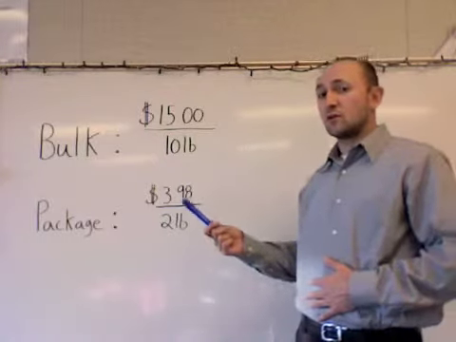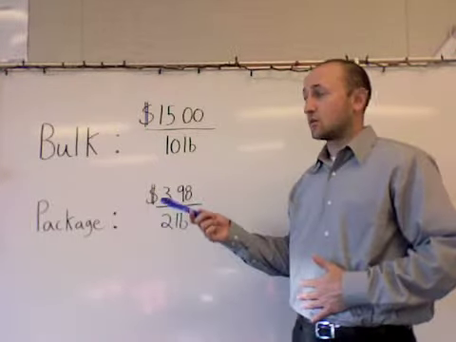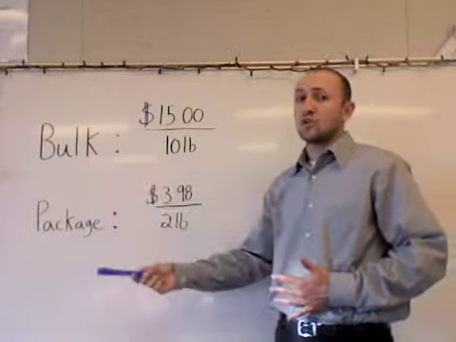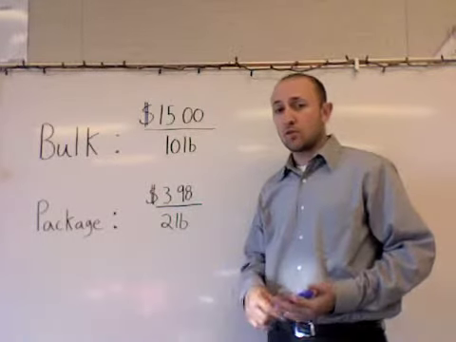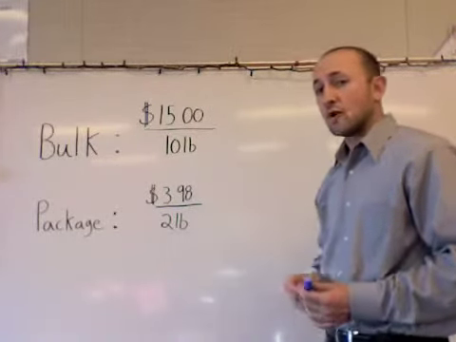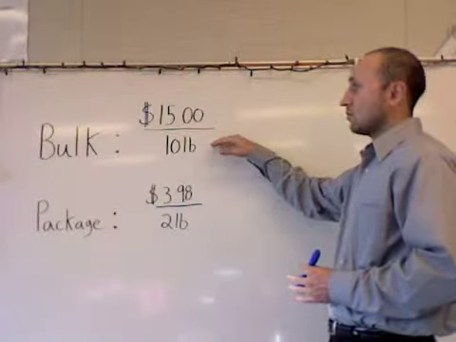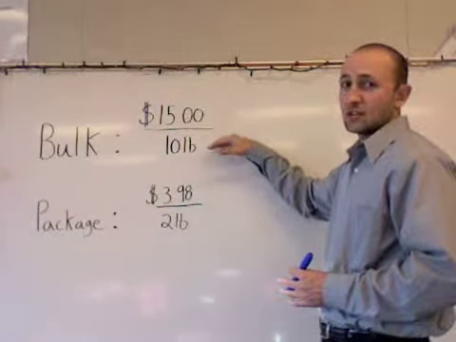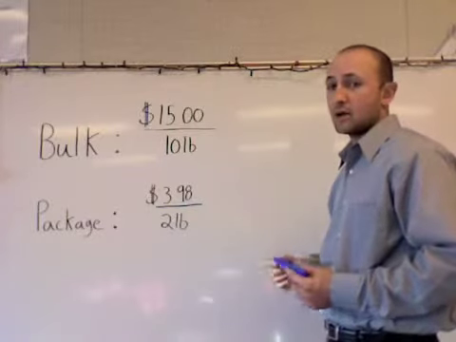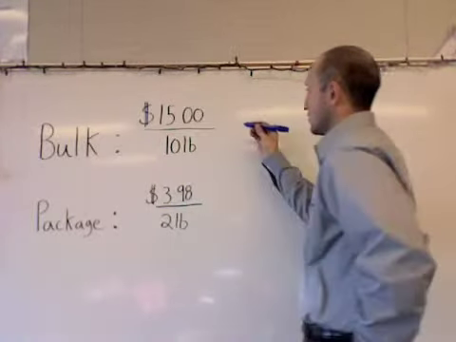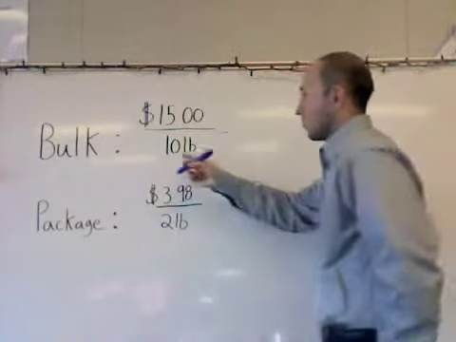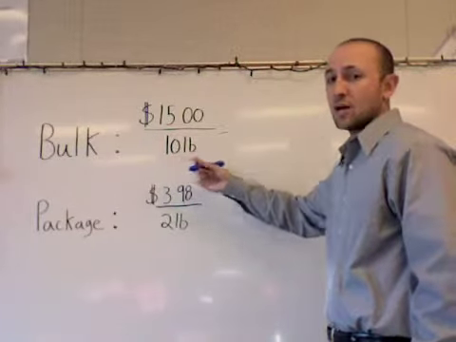But what we want to do is find out which is the better buy. Is it cheaper to buy in bulk, or is it cheaper to buy a package that's already put together? So let's compare these two rates. So just like last time, what I'm going to do is divide both sides, divide the top and the bottom by the denominator. So if I move this over, I want to divide 10 by 10.